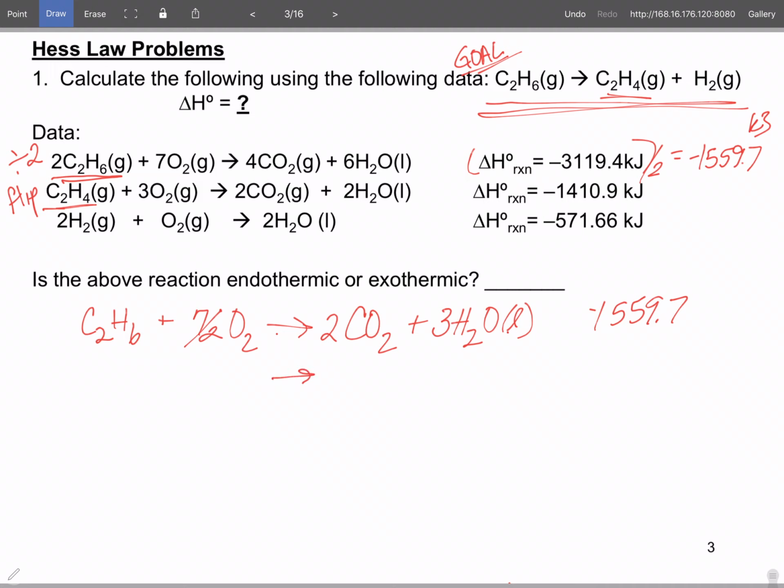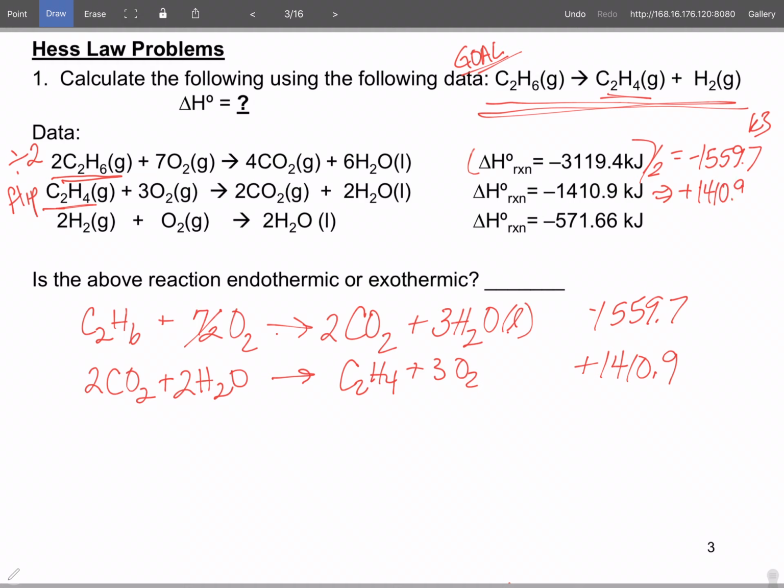I'm going to go ahead and line up my arrows. And so I'm going to write 2 CO2 plus 2 H2O yields C2H4 plus 3 O2. And we didn't do anything in multiplying or dividing, so all we have to do is flip the sign. So again, we're just flipping it, so we would get a positive 1410.9.